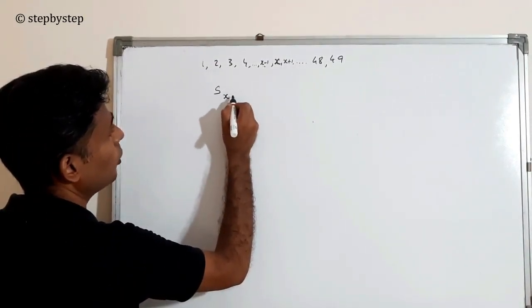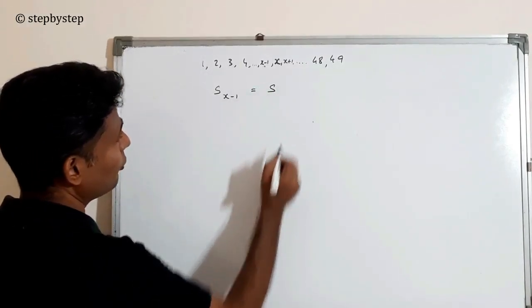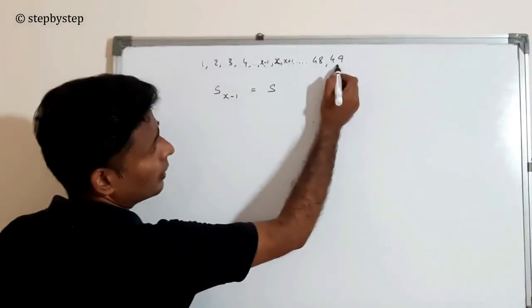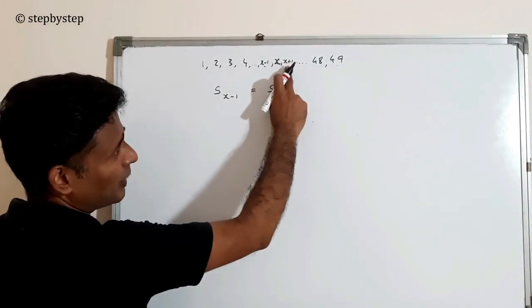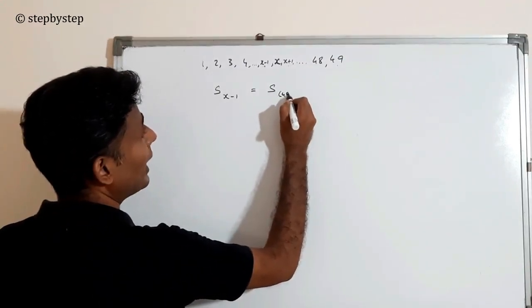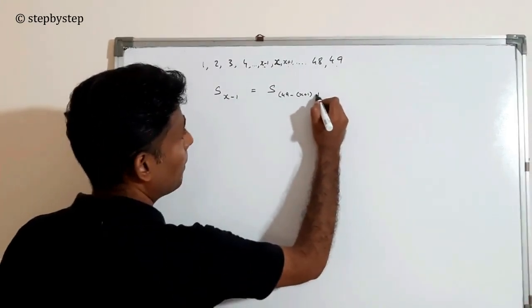So we have to show that S of x minus 1 is equal to S of, now the first term for this AP is x plus 1, last term is 49. So how many terms? 49 minus x plus 1, plus 1. We have to do 49 minus x plus 1 in brackets because there is a minus sign, plus 1.